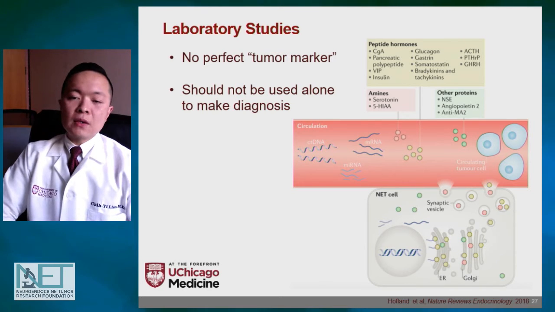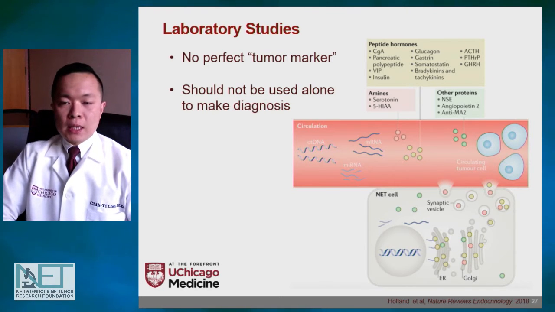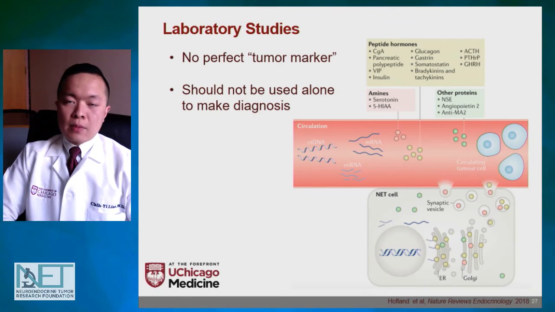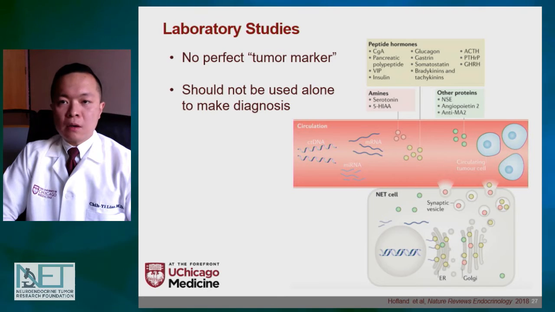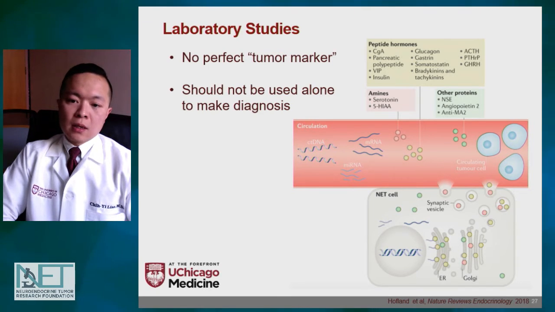The problem is none of these markers are perfect, and in fact, many of these markers, such as chromogranin A, can be falsely elevated by other medical conditions or medications. And so in general, we should not be using the markers alone as a means of diagnosis.